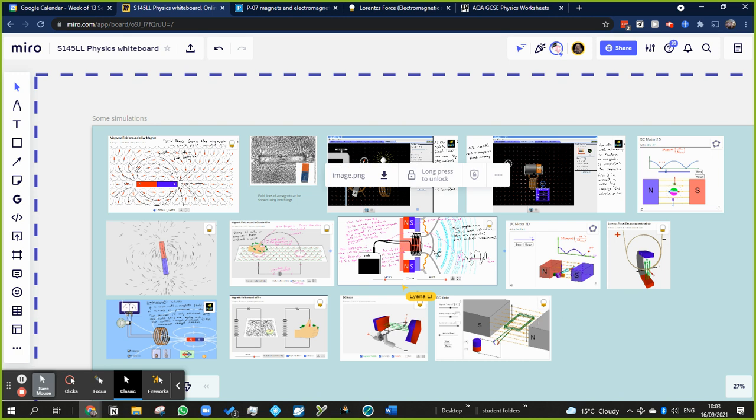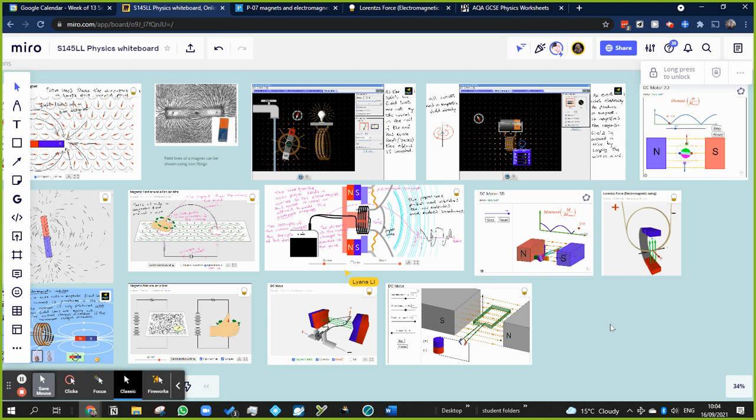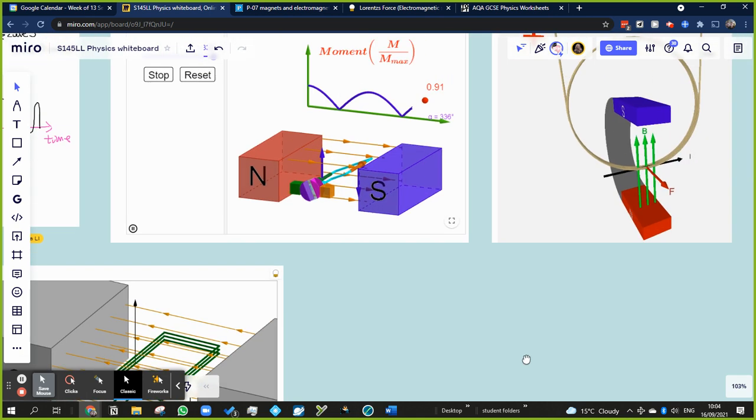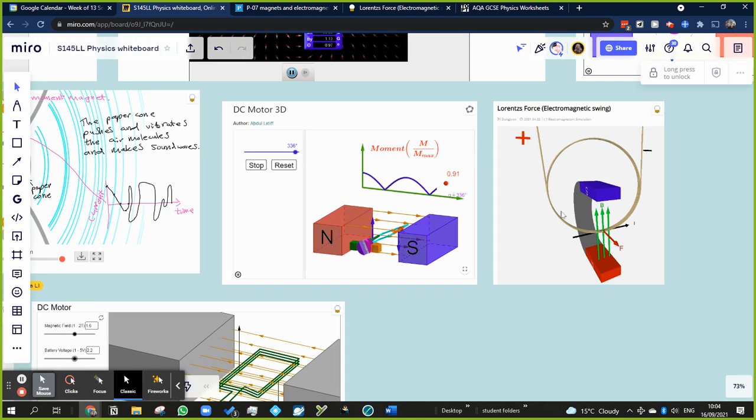What it means is that we're using magnetism and movement to produce electricity. But we can also do it the other way around. We can use magnetism and electricity to produce movement, and that's what we call the motor effect. So if we look at this example here, if we have a wire with current going through it in a magnetic field, it will feel a force. We call that the motor effect, otherwise known as Lorentz force.